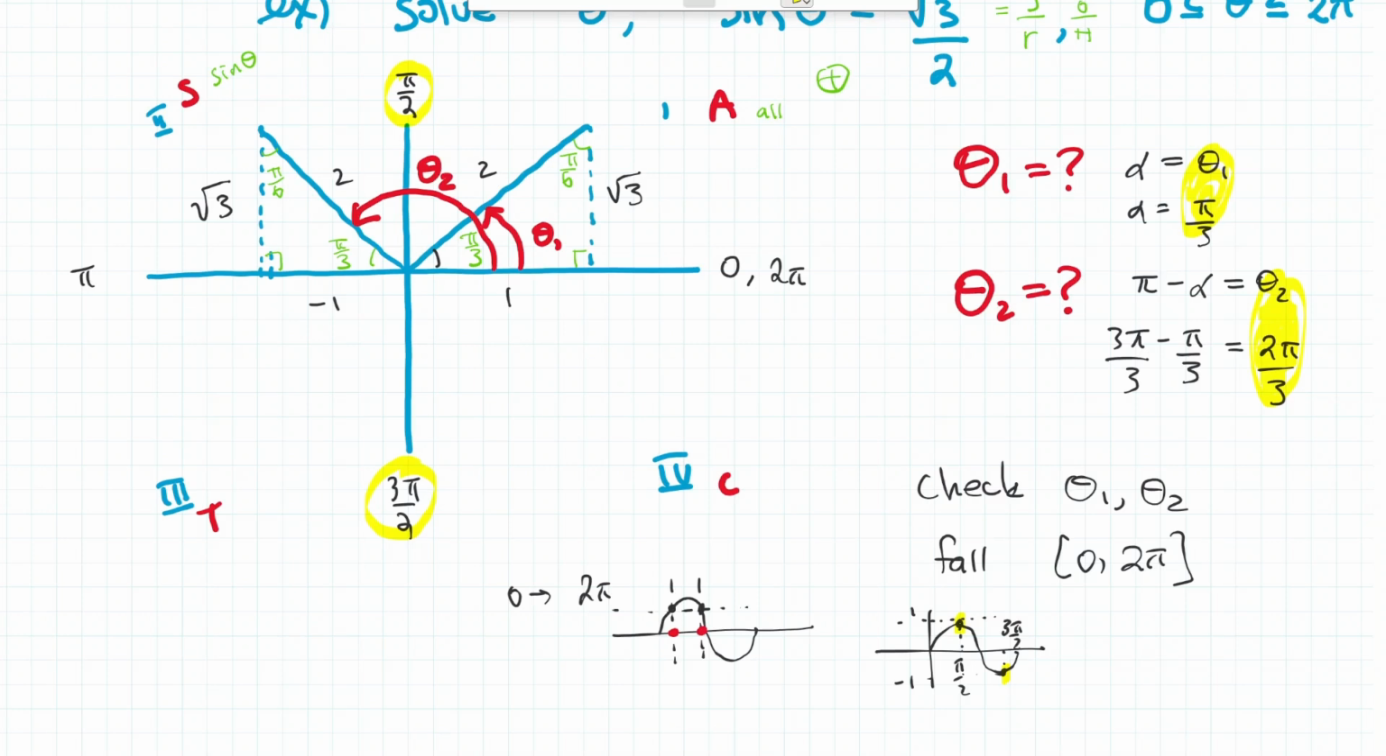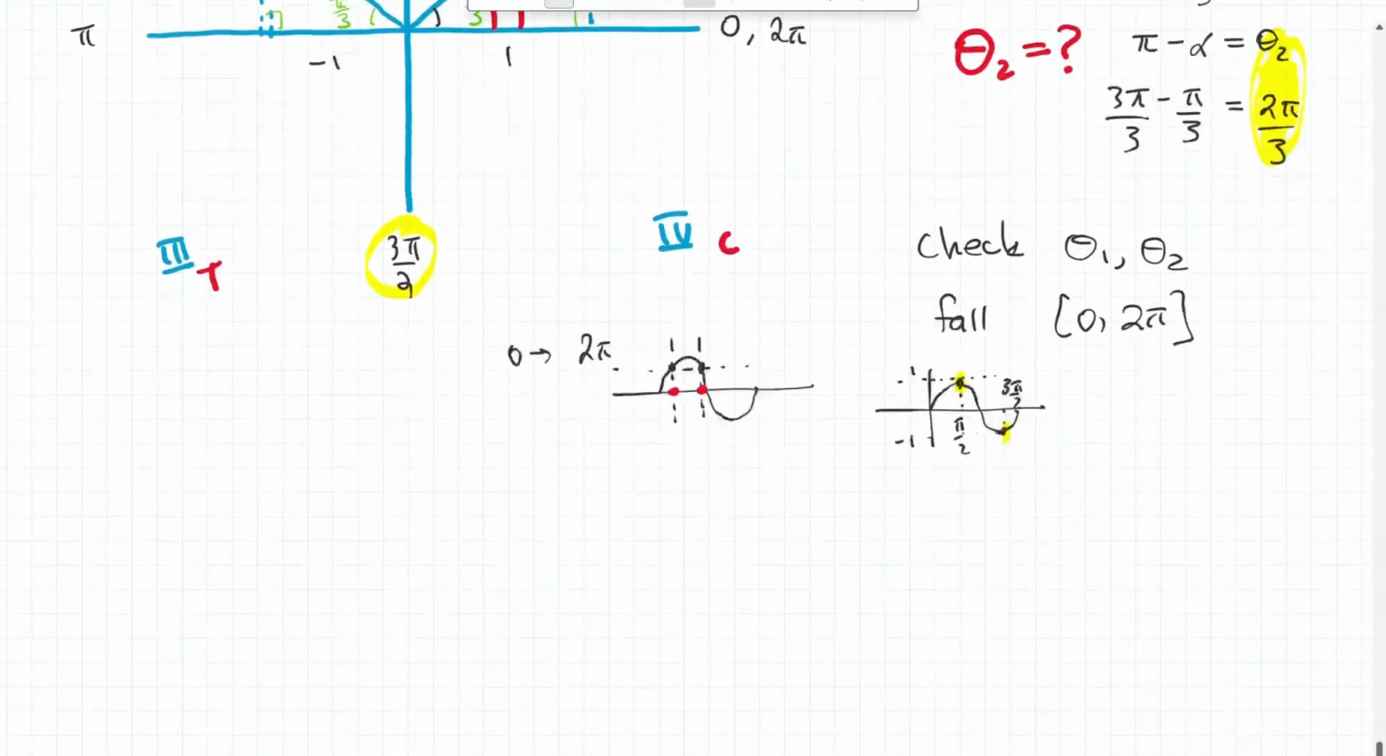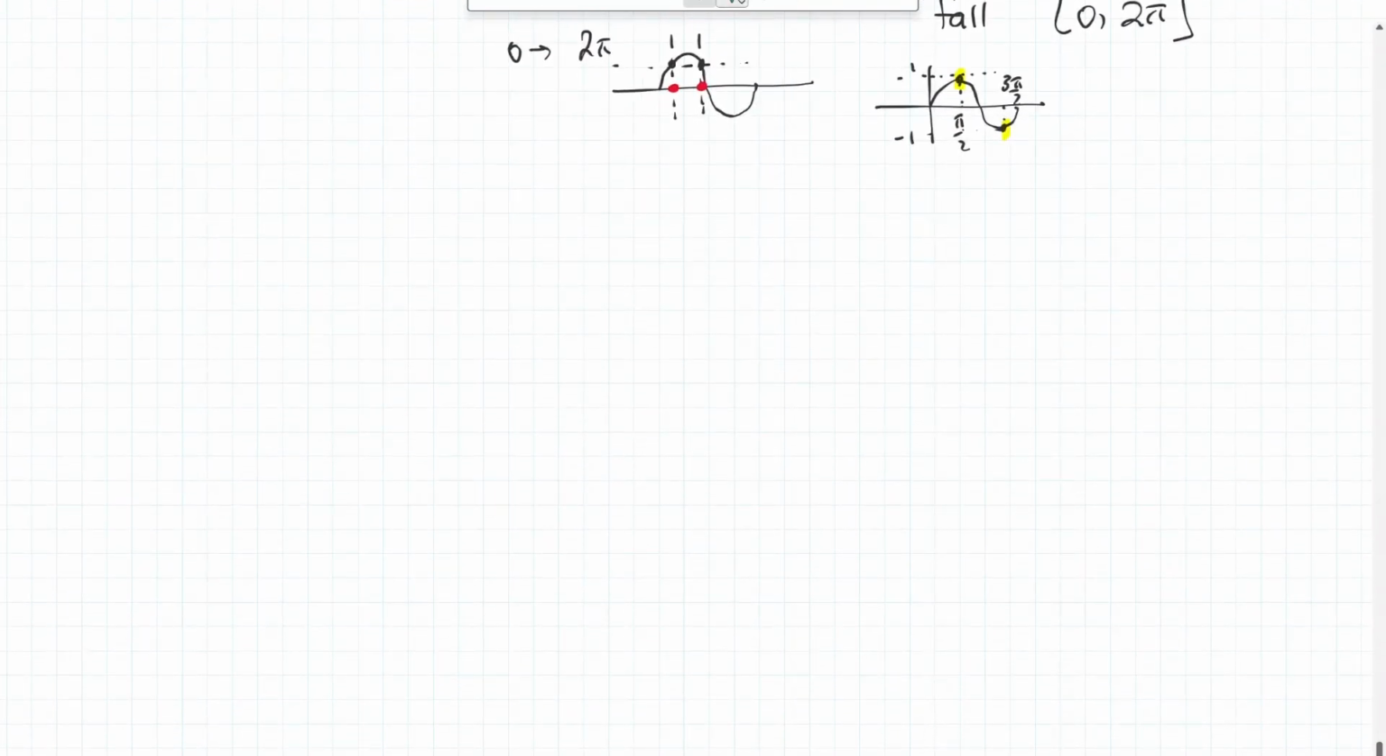So don't stop after you just found one. Make sure you use the CAST rule and find all the quadrants where it would be either positive or negative according to your ratio. Okay, so with this being said, here at the end, I'm just going to show you one more example, just to show you another little case.